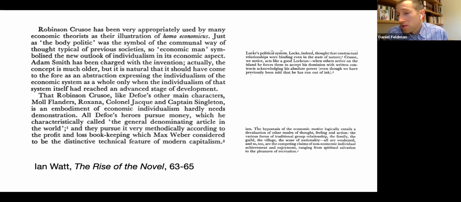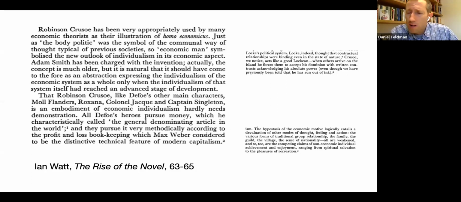He also is a pure Lockean in the sense that Locke thought that contractual relationships were binding even in a state of nature. I mean, that small upper quote. Contracts are sacrosanct to Locke, and Crusoe acts like a good Lockean. In what sense? When others come to the island, he forces them to accept his dominion with rigid contracts, acknowledging his absolute power. He relates to other people, and we'll see this with Friday.